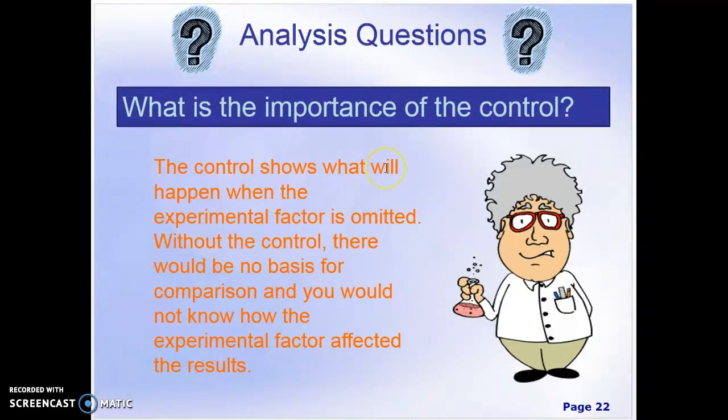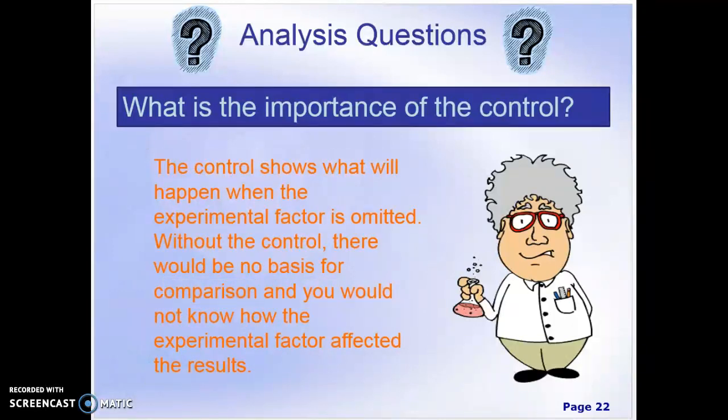What's the importance of a control group? Well, what happens when the experimental factor or the independent variable is omitted? Now we can use that to compare. All right, so that's the big thing. Control, compare. We use the control group to compare. How did it compare to what happened?